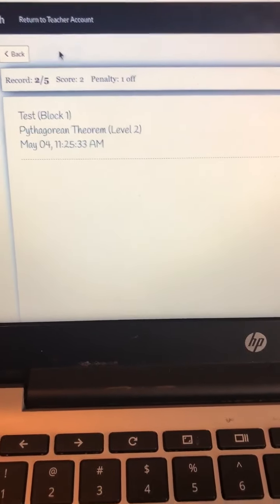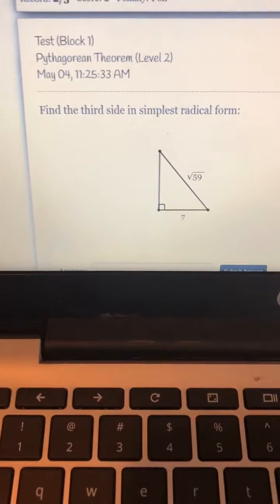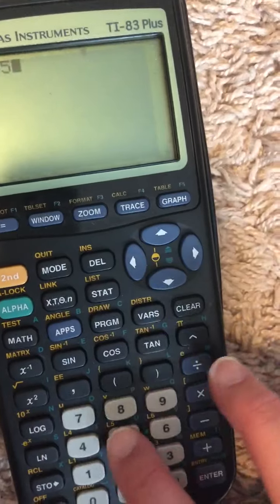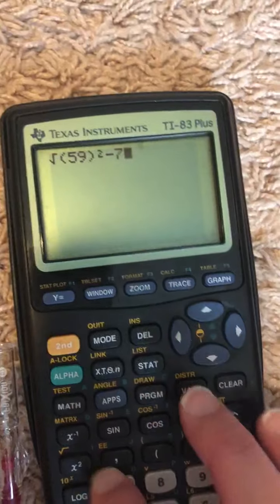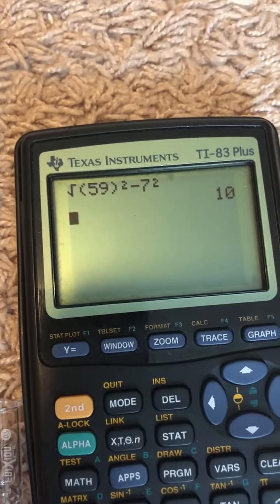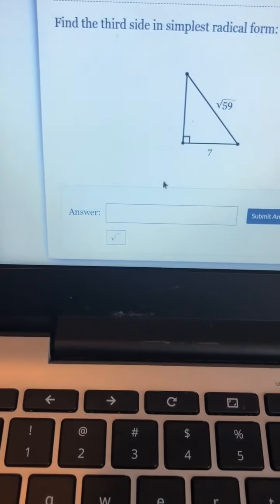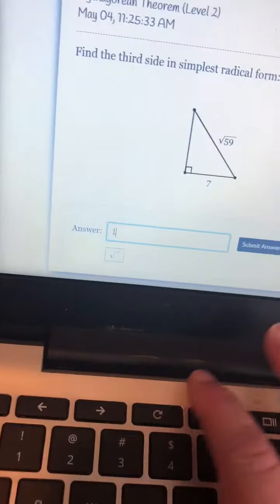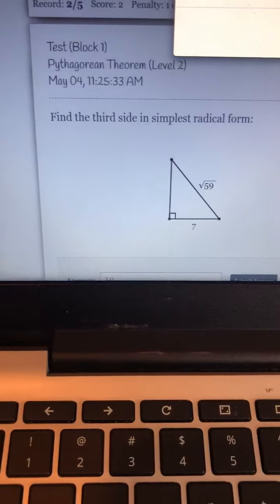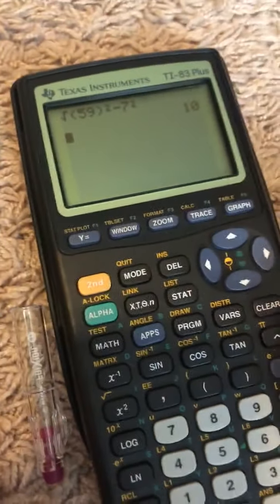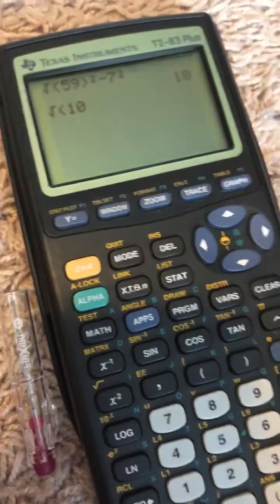Okay, let's look at another one. Again, I'm subtracting, so I'm going to do the square root of 59, and that's going to be squared, minus the leg squared, and you get 10. So exactly 10. So this one I didn't need to put in radical form because it was an exact whole number value. Oh, my answer is incorrect. Oh, I forgot to find the square root. So it would be the square root of 10, and you can't simplify that, and it's not a perfect square.